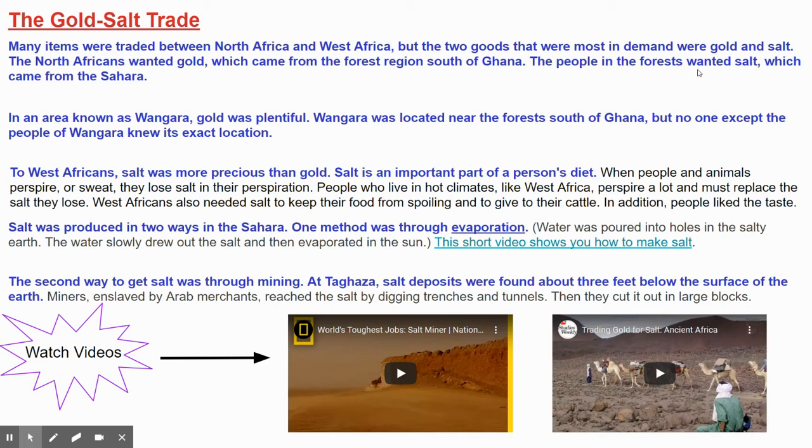Salt was produced in two ways in the Sahara. One method was through evaporation. Water was poured into holes in the salty earth. The water slowly drew out the salt and evaporated in the sun.